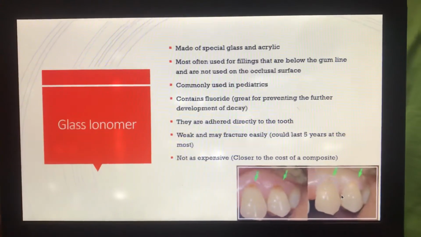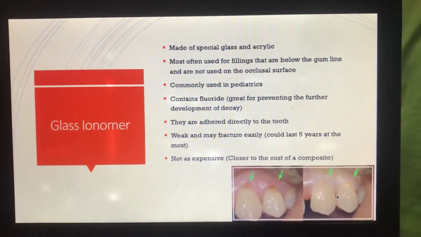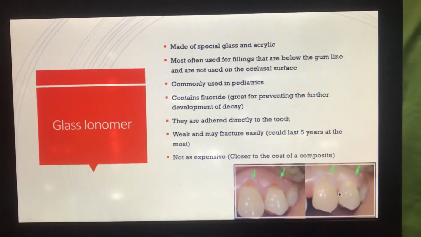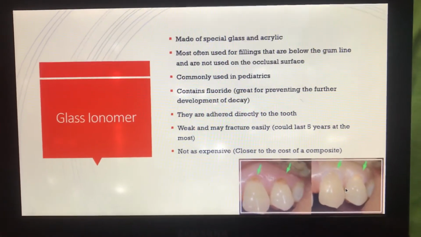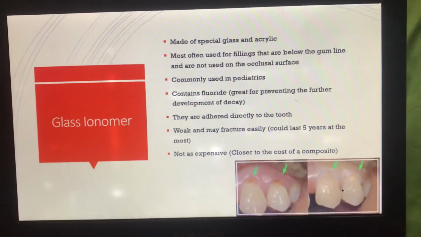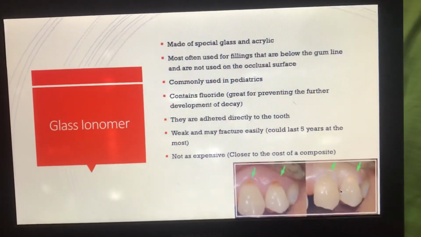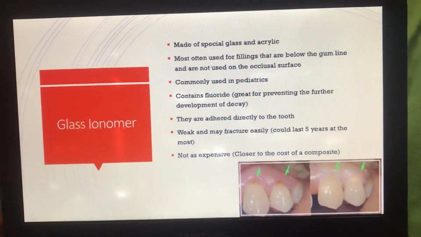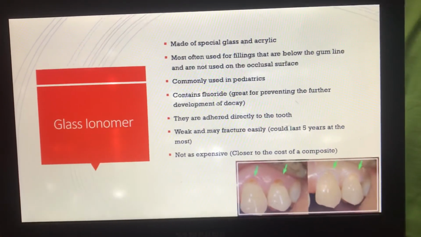So, glass ionomer. It's made of a special glass and acrylic. It's most often used for fillings that are below the gum line and are not used on the occlusal surface. It's commonly used in pediatrics. It contains fluoride, which is great for preventing the further development of decay. They're adhered directly to the tooth.